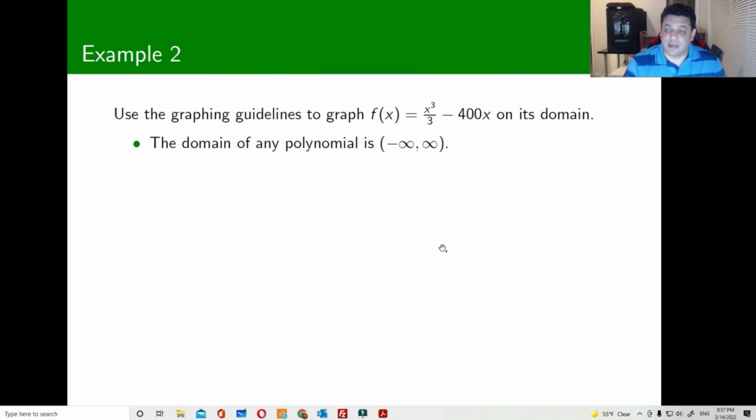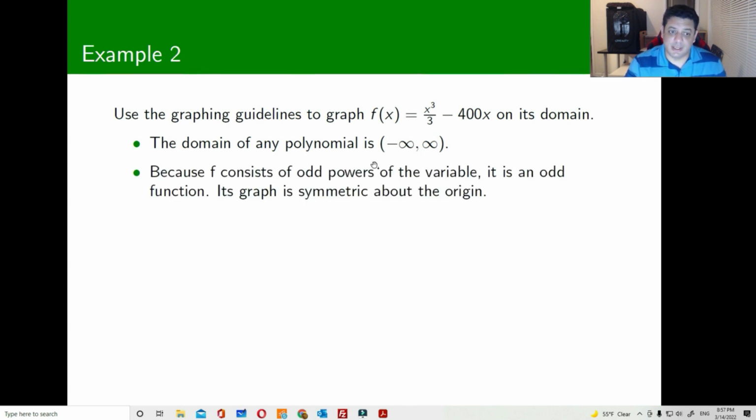So now let's take a look at an example of that, but within a specific function. We're going to use these graphing guidelines that we just introduced to graph the function f of x equals x cubed over 3 minus 400x on its domain. The domain of this is the real numbers. This is a polynomial, so it is defined on the real numbers.